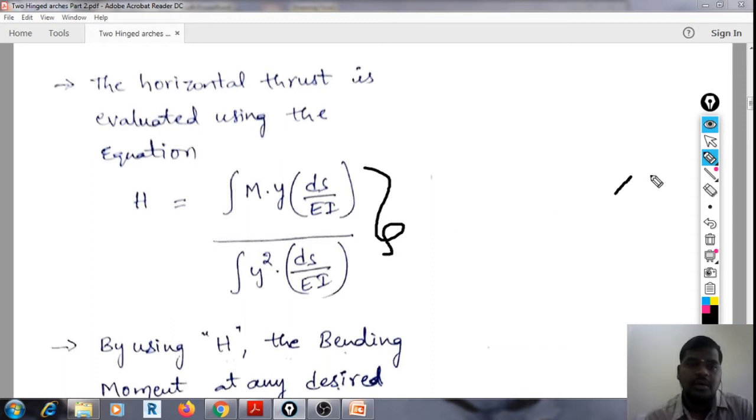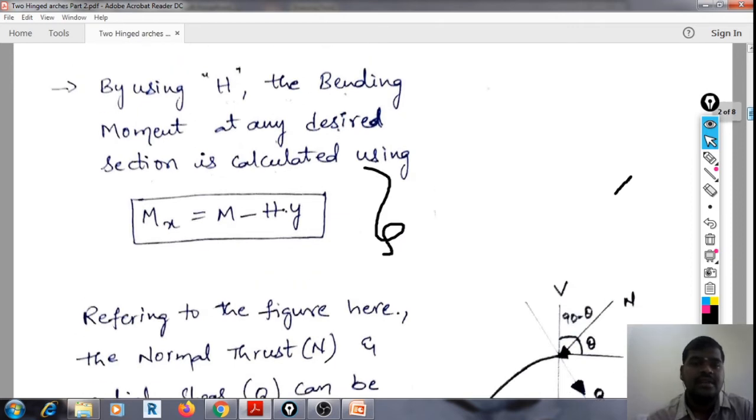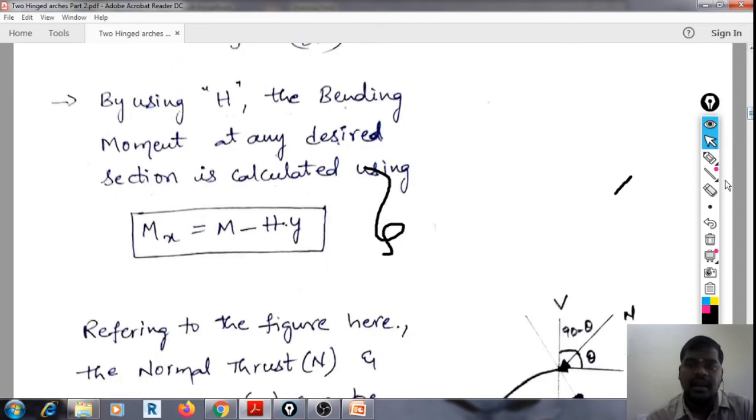H is equal to integral M y ds by EI divided by integral y square ds by EI. By using H, the bending moment at any desired section is calculated. So how it is calculated? Mx is equal to M minus H into y. Mx is equal to M minus H into y.